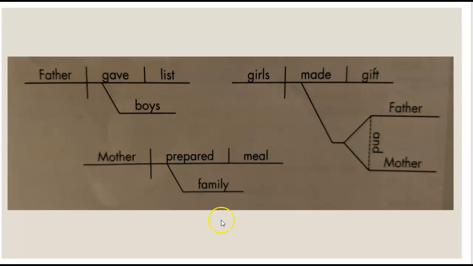The last one, mother prepared the family a meal. Don't mistake this and say mother prepared a family meal. Then family would come down off of meal as an adjective. But in this case, it's mother prepared the family a meal. Mother prepared what? A meal. Mother prepared the meal for who or whom? And it's family. All right.